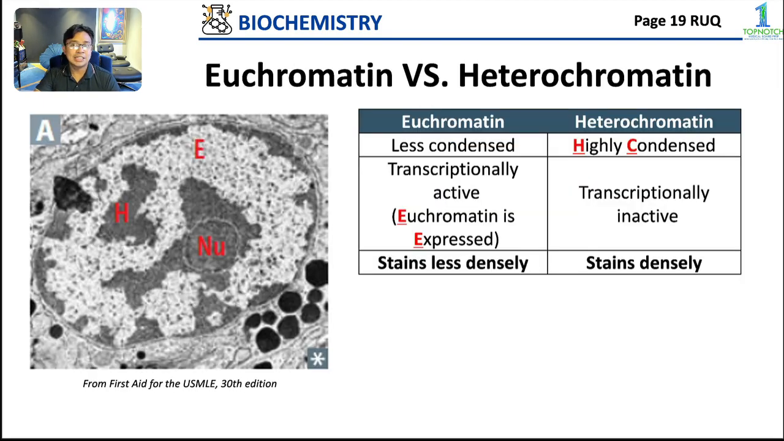And under your electron microscopy, you can see a differentiation in terms of the histochemical structure of your euchromatin and heterochromatin. Euchromatin are those that are less condensed. They are more white in structure or pale. Kasi they are actually transcriptionally active. Therefore, they should be more loose para mas madali sila mag-cause ng expression. Hence, they stain less densely.